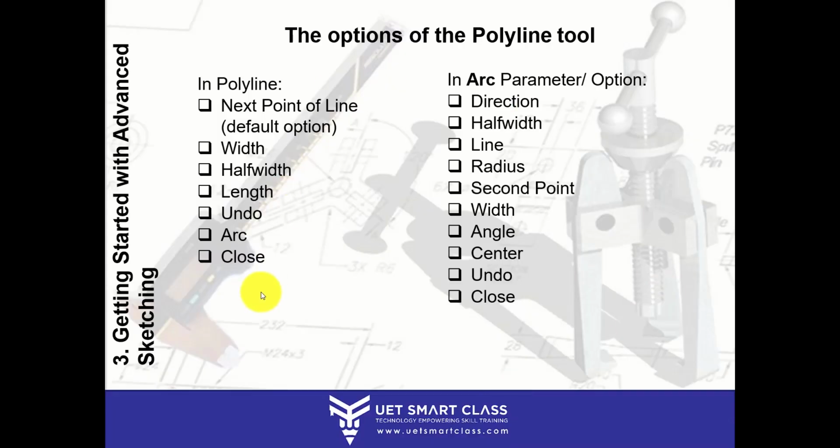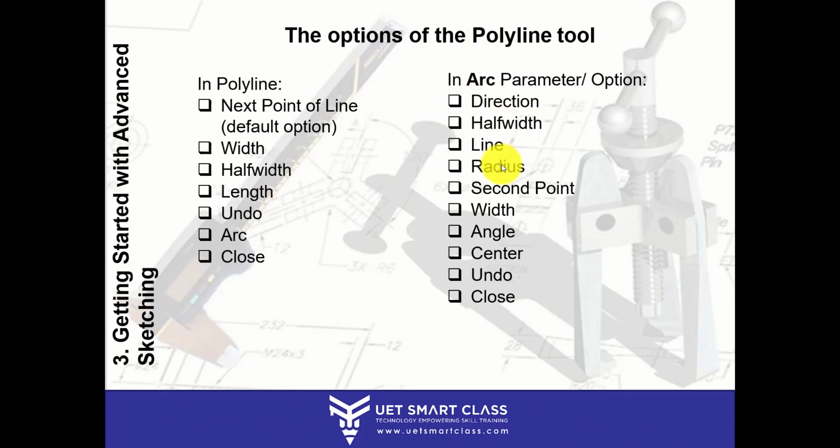Now there is one more important option parameter here, that is arc. When you click on this arc, there would be so many options for you to work with. That is nothing but poly arcs. Okay. So you can draw your arc by giving directions. You can specify the half width of the arc. You can again go back.